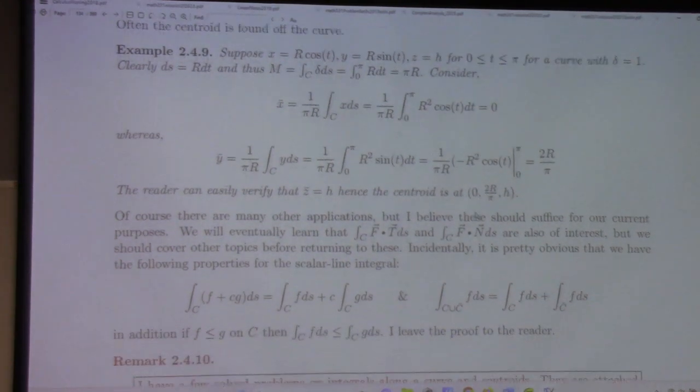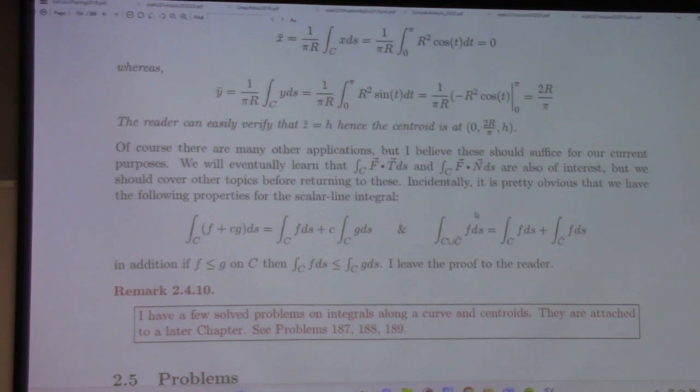The arc length integral has properties that are pretty straightforward, like the integral of a sum is the sum of the integrals. You can pull a constant out. This is interesting. If you have the union of two curves, then the integral is the integral over the first curve plus the integral over the second curve. So it's additive over unions of curves. That's kind of neat. But that's it for the notes, right?